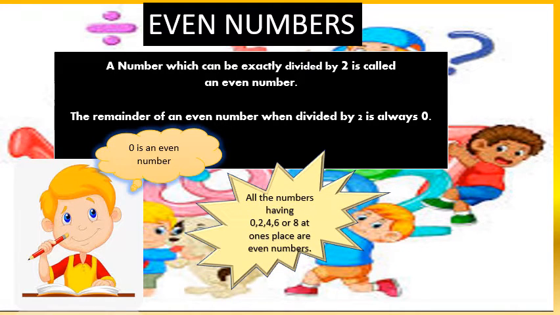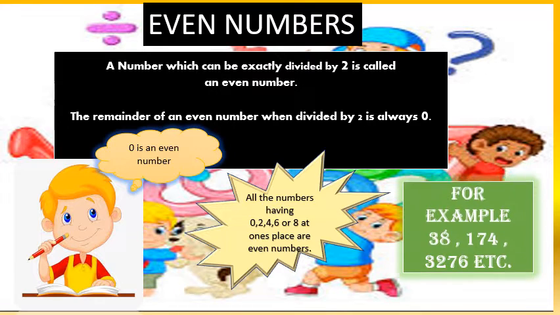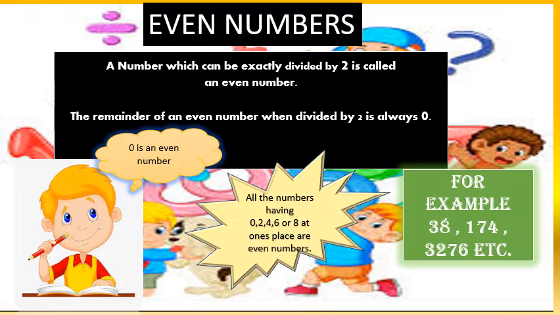So all the numbers which have 0, 2, 4, 6 or 8 at their ones place are even numbers. For example, 38, 174, 3276. In all these numbers, we have an even digit in their ones place. So they all come under the category of even numbers.